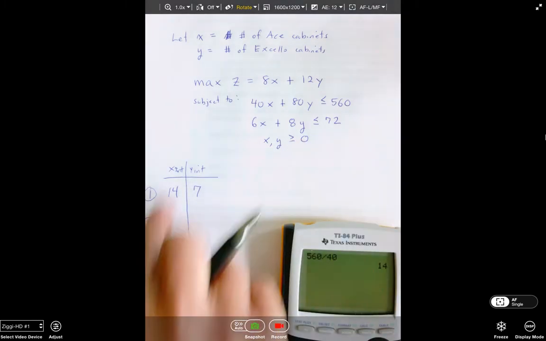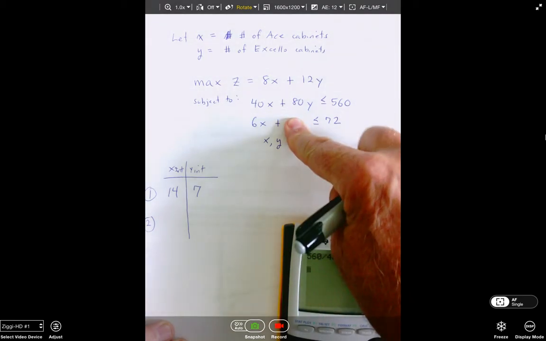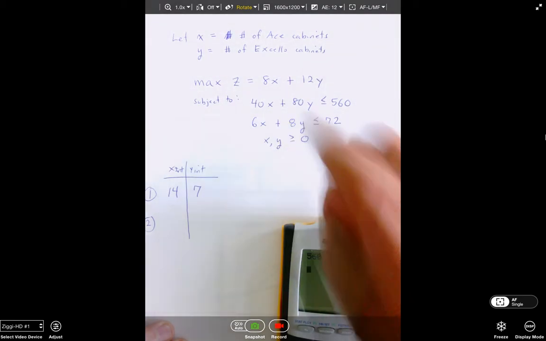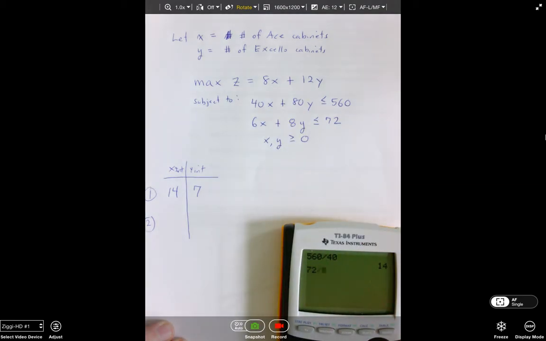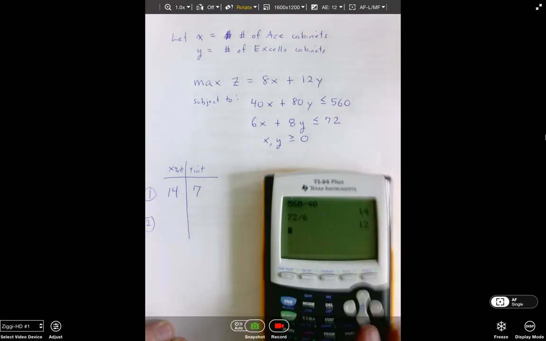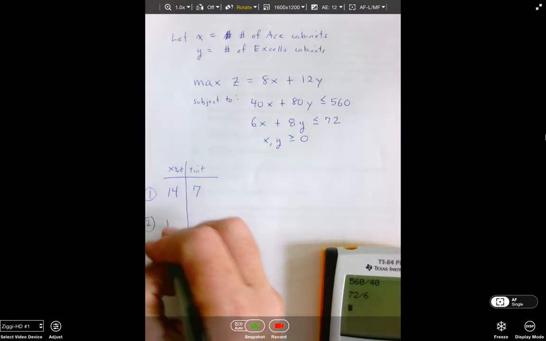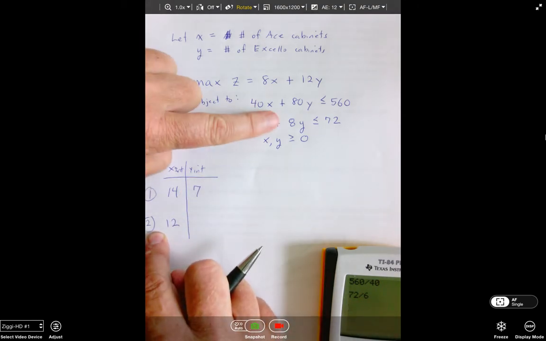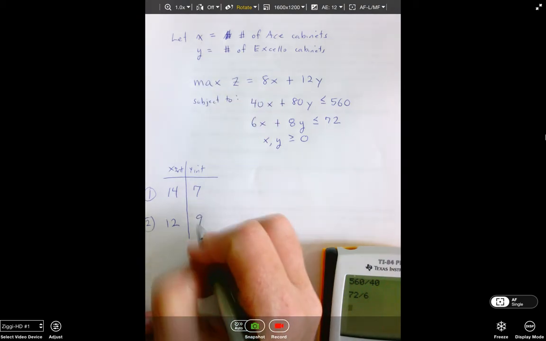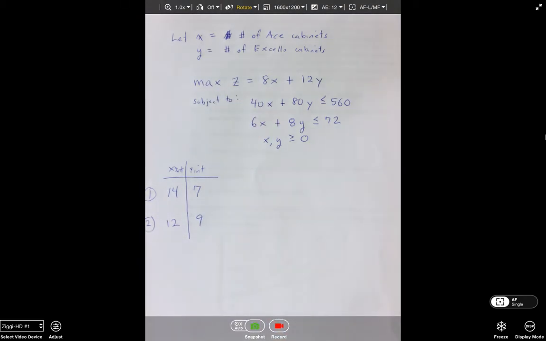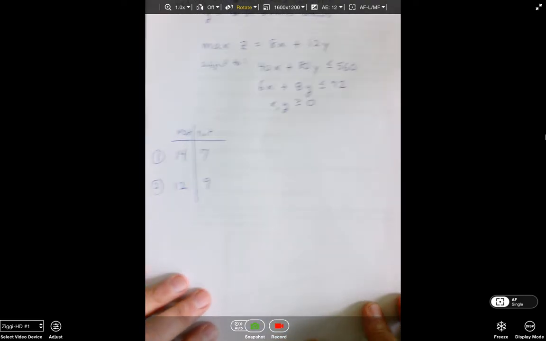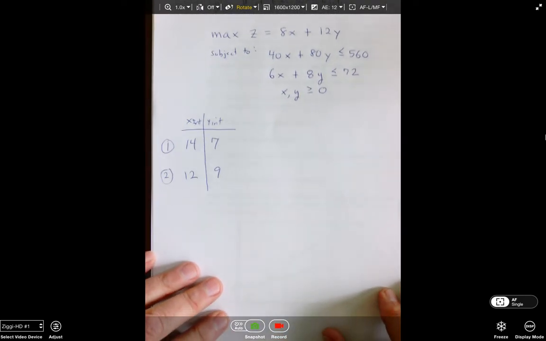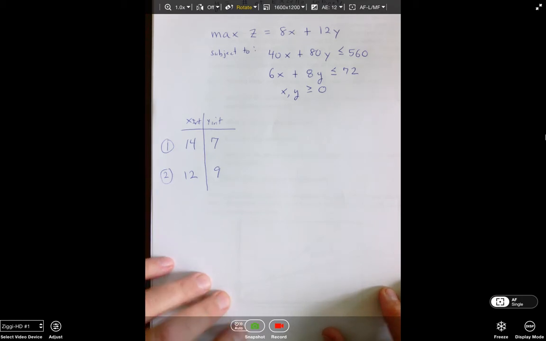Come down to the second, my X-intercept is when I cover up my Y. So 72 divided by 6. It's 12. And to get my Y-intercept of the second, I cover up the X. And I think we all see that that's 9. Guys, that's going to help me once I get my feasible region, because it's going to help me set up the calculator to where I graph it at the best viewing window.